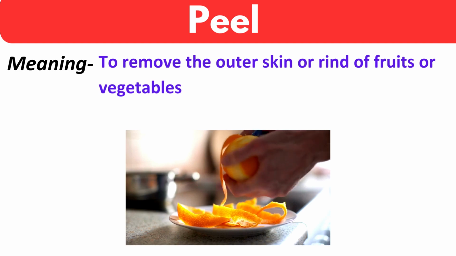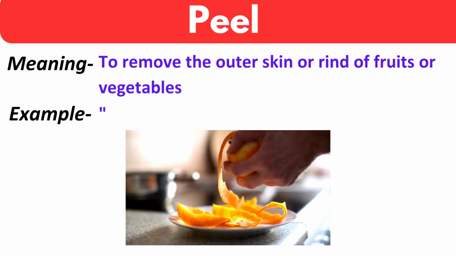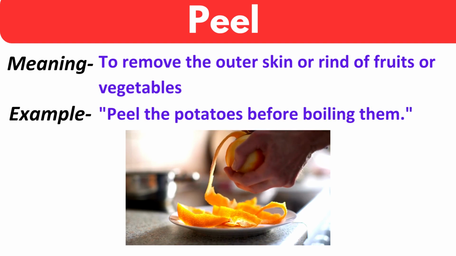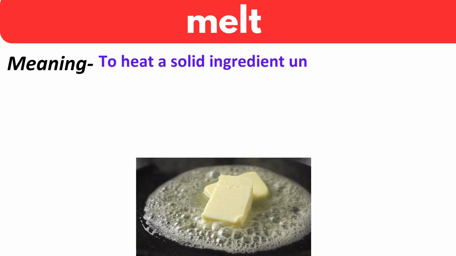Peel. To remove the outer skin or rind of fruits or vegetables. Example: peel the potatoes before boiling them.